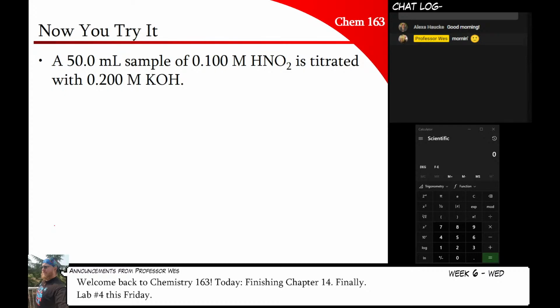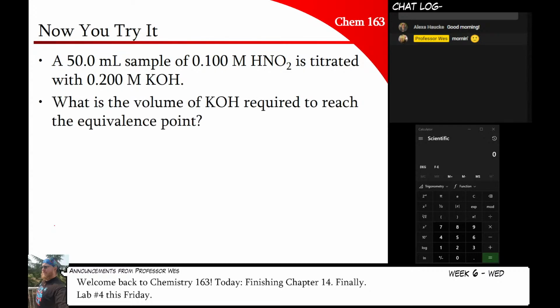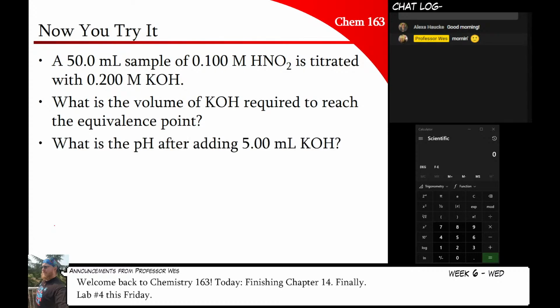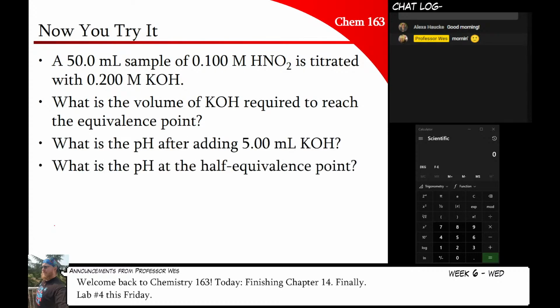I'm going to give you 0.1 molar nitrous acid, which is a weak acid. We're going to titrate it with 0.2 molar potassium hydroxide. So I want you to tell me how much KOH is required to finish off the reaction, to get to the equivalence point. And then I want you to tell me the pH after adding 5 milliliters and what the pH is at the half equivalence point. You're going to have to look up the Ka value and the pKa for nitrous acid. If you don't want to do that, I will look it up for you.